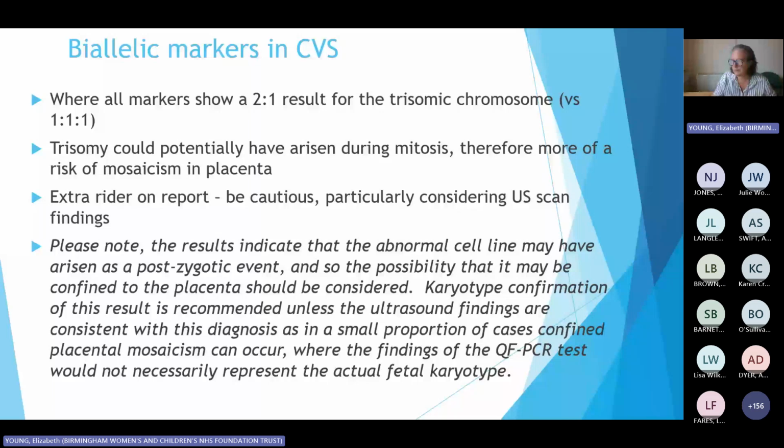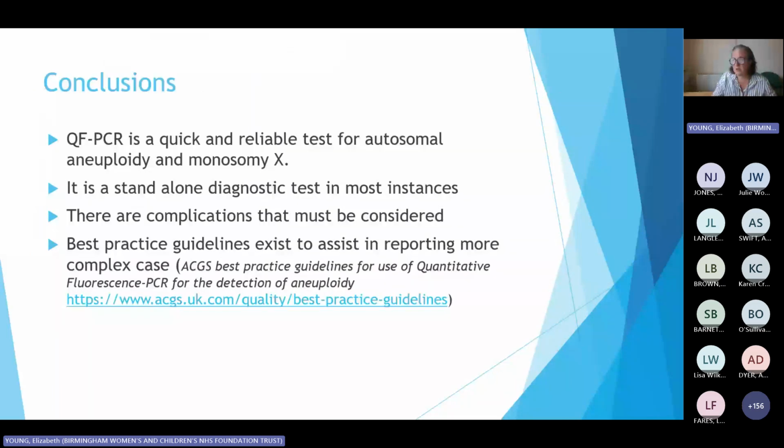So in conclusion, QF PCR is a quick and reliable test to use to look for aneuploidy of chromosomes 13, 18, 21 and monosomy X. It is in most instances a standalone diagnostic test, but if we do have any concerns that with CVS samples what we're looking at is representing the placenta but not the fetus, we will recommend waiting for a karyotype. And there are complications that need to be considered, so sometimes the result won't always be straightforward.